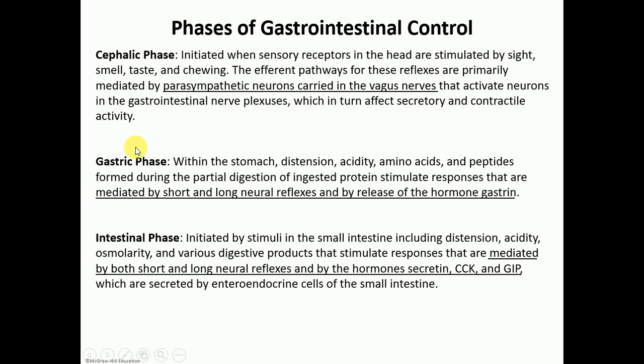The gastric phase, okay, that's now where food is within the stomach, so there's that distension of the stomach, stimulating the stretch receptors. It also depends on what we ate. So was it mainly protein? Was it fatty acids or fat? Was it carbs? Okay, so these are all mediated by the short and long neural reflexes and by the release of gastrin. The intestinal phase, though, that's when food is now going into the small intestine. That phase is also mediated by both your short and long neural reflexes and by the rest of the hormones that we talked about, secretin, CCK, and GIP.